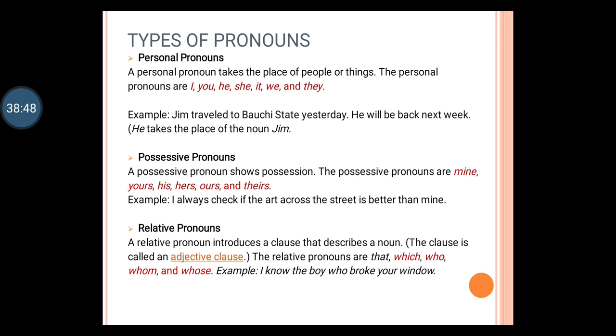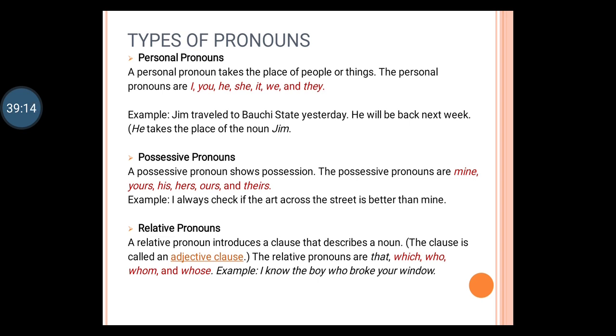Then we have the possessive pronouns. What does possession mean? Something you own, something to show that you own something. For instance, a possessive pronoun shows possession. The possessive pronouns are mine, yours, his, hers, ours, and theirs. I always check if the art across the street is better than mine.